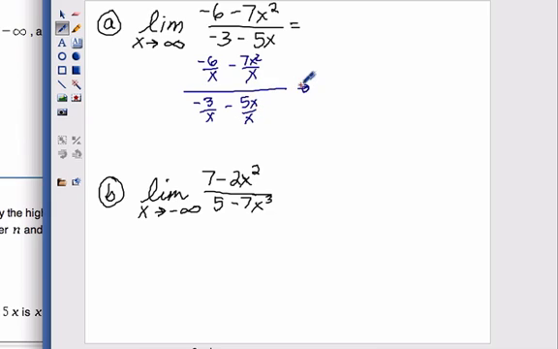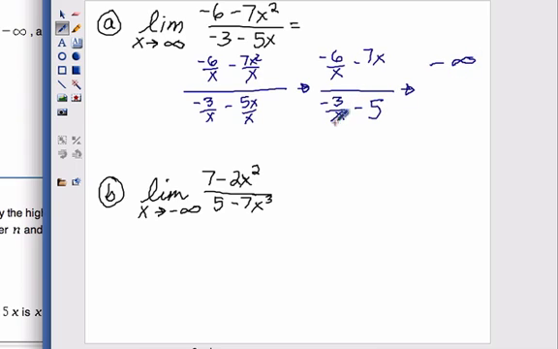Okay, and so that's going to get us negative 6 over x minus 7x, over a negative 3 over x minus 5. Now what's happening here? As x gets bigger, negative 6 over x we know will become closer to 0. And as x becomes a bigger and bigger number, negative 7 times that value is going to become a bigger and bigger negative number, right? Because it's multiplied by a negative 7 basically. So that's getting closer and closer to negative infinity.